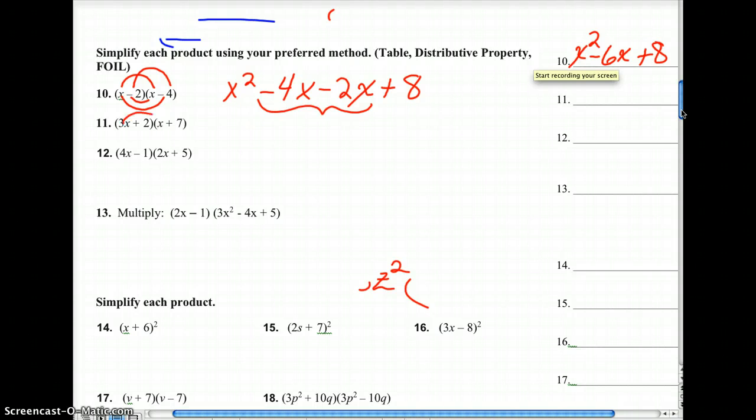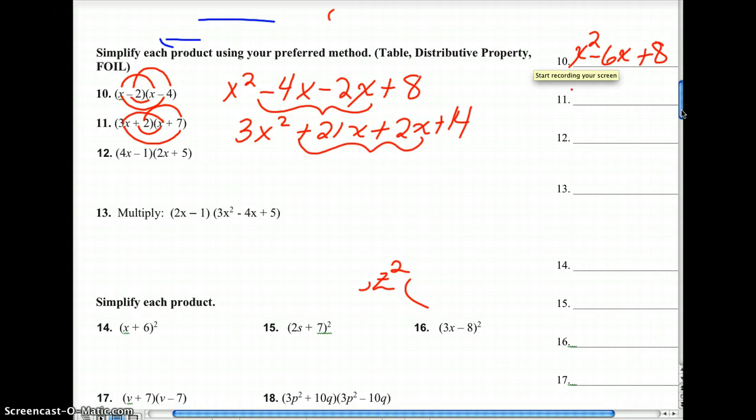Next one, I'm going to FOIL first. 3x times x is 3x squared. Outside, 3 times 7 is 21 x's. On the inside, I have 2 times x for 2 x's. And on my last, 2 times 7 is 14. Combining these, I get 3x squared plus 23x plus 14.